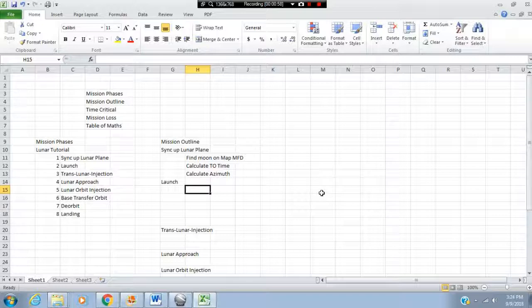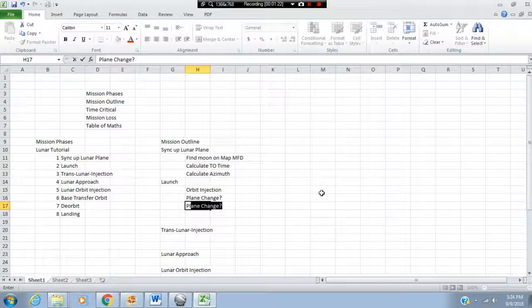Okay, so then we launch. So the first thing that we have is orbit injection. So this is actually getting up to orbit. It's possible, based on the geometry or how good we fly our launch azimuth, that we might have to do a small plane change. So we're going to account for that. And then we go into planning the TLI. And we're going to use a special MFD for that. And then from that, we need to record the delta V that the tool gives us. And then we need to calculate the burn time.